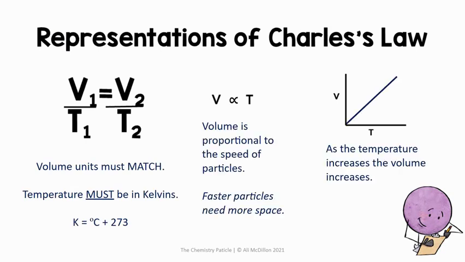We can see here Charles's equation. It is V1 over T1 is equal to V2 over T2. Once again, as a reminder, your volume units must match. It can be liters or milliliters, but they must be the same. Your temperature must also be in Kelvin. If it is given to you in Celsius, you need to add 273 to get your Kelvin.